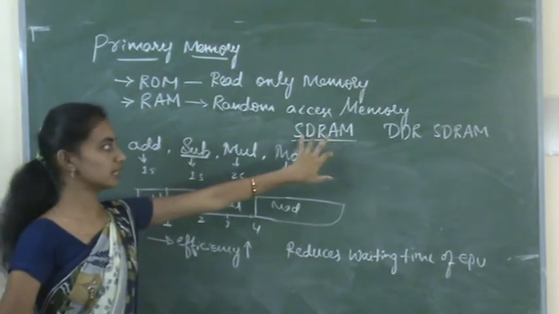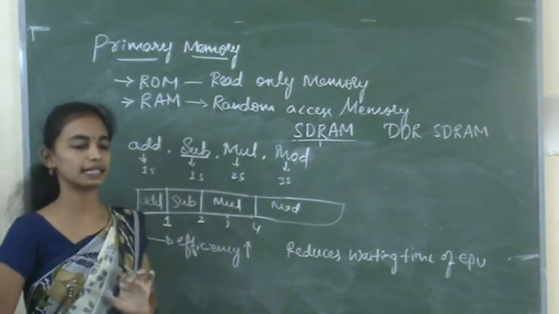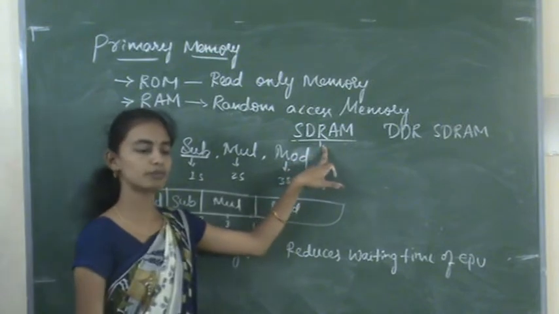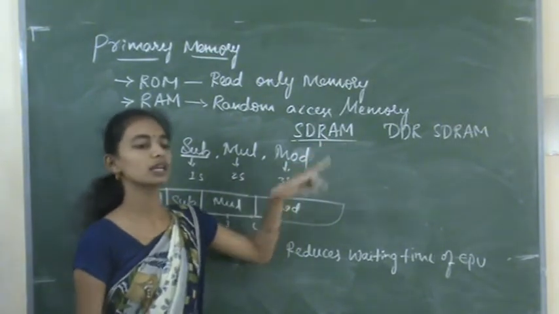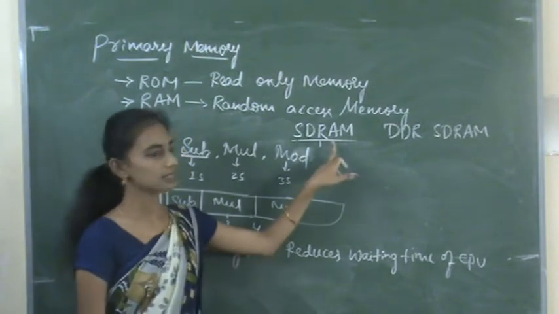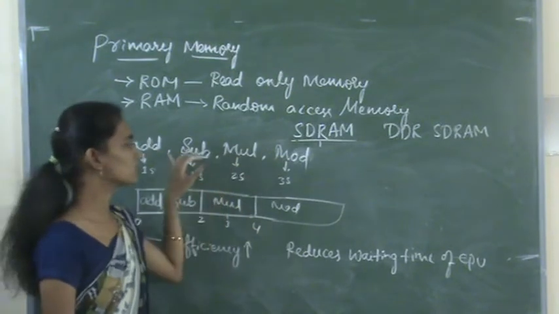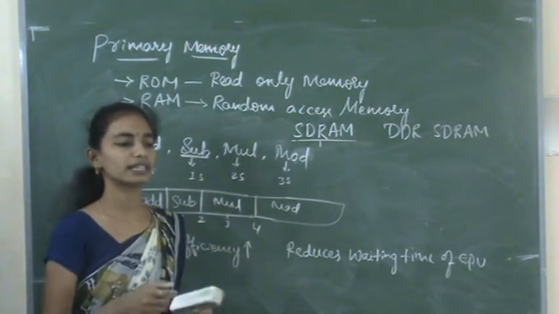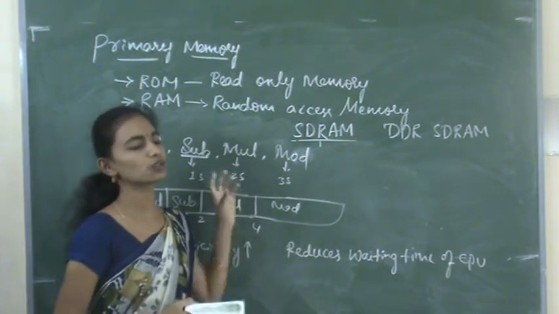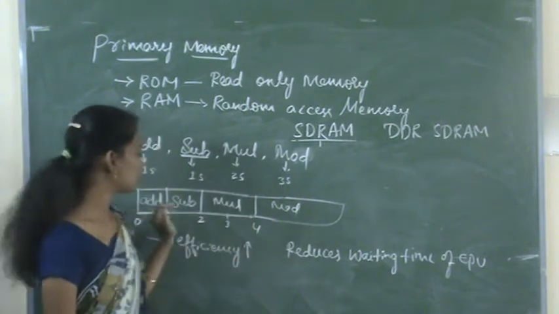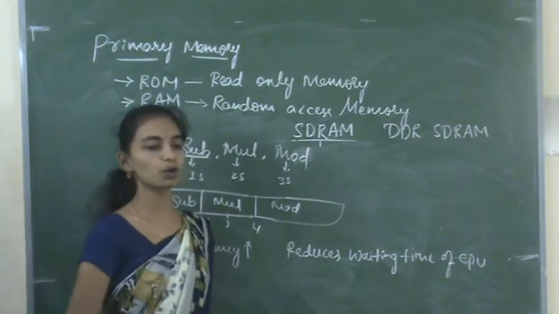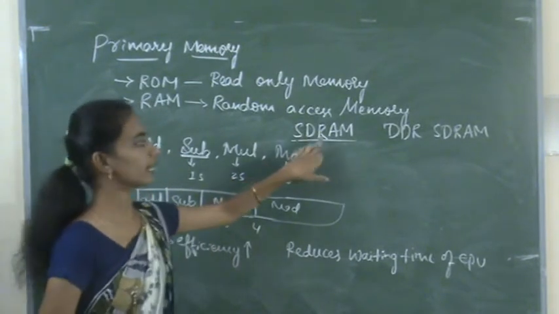Okay, so SDRAM stands for synchronous dynamic random access memory. It is one special type of DRAM that is synchronized to the system clock. As it is synchronized, the CPU's next instruction will be known by it, so that it keeps the data ready. That's why it has more efficiency and it reduces the CPU waiting time. So this is about SDRAM.